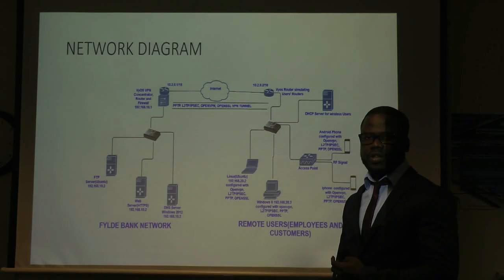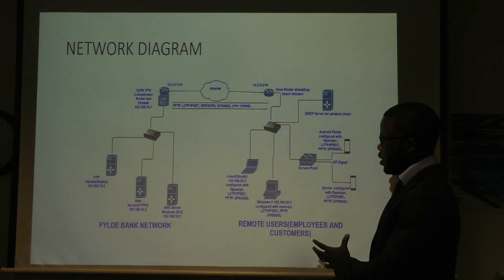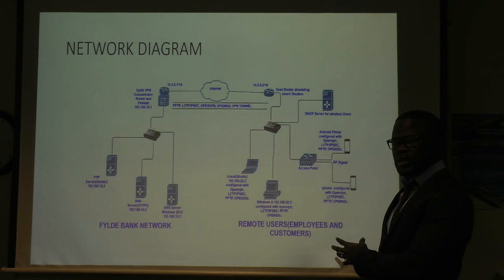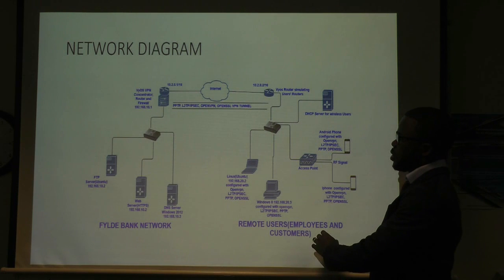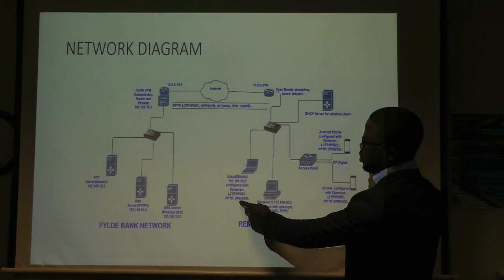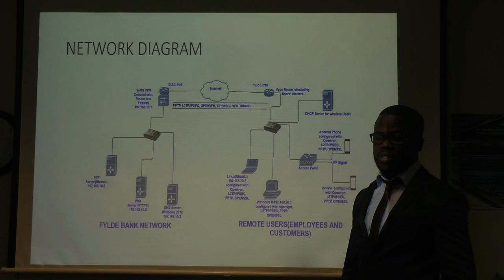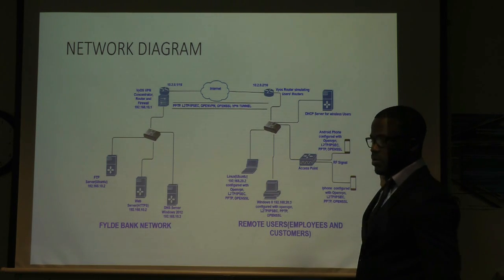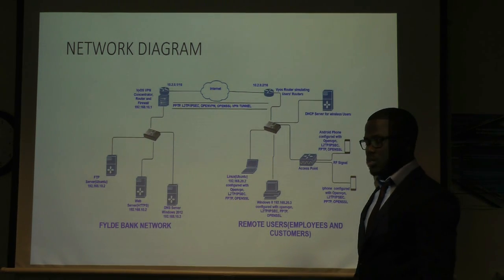This is the network diagram for the project implementation. This side represents the remote users on the network. This side is for Ubuntu users, 192.168.20.2. And this is for Windows clients, 192.168.20.3.